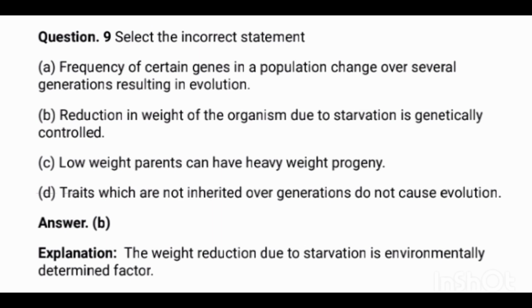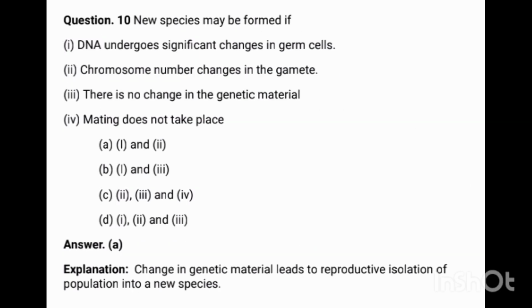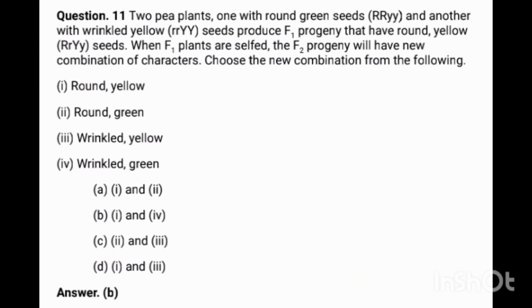Question 9. Select the incorrect statement. Answer. B. Reduction in weight of the organism due to starvation is genetically controlled. Explanation. The weight reduction due to starvation is environmentally determined factor. Question 10. New species may be formed if DNA undergoes significant changes in germ cells. Answer. A. Explanation. Change in genetic material leads to reproductive isolation of population into a new species.